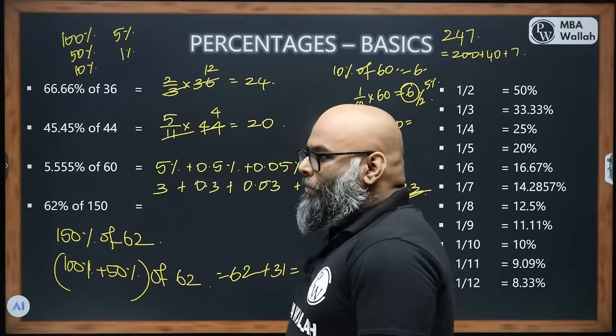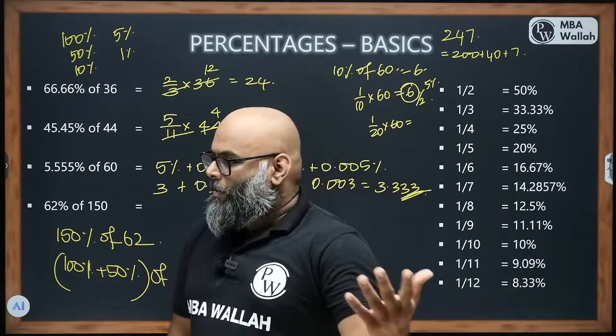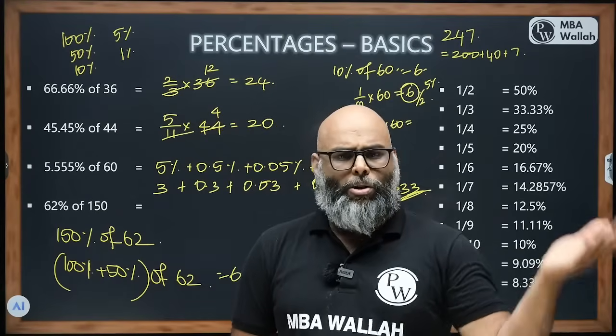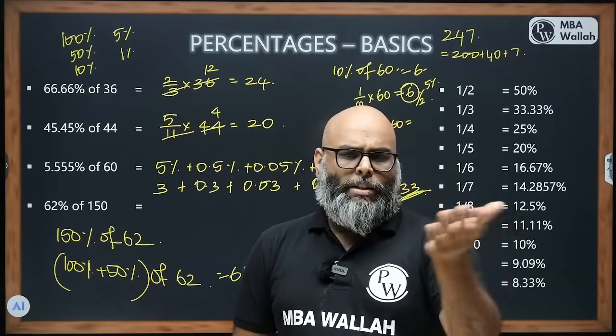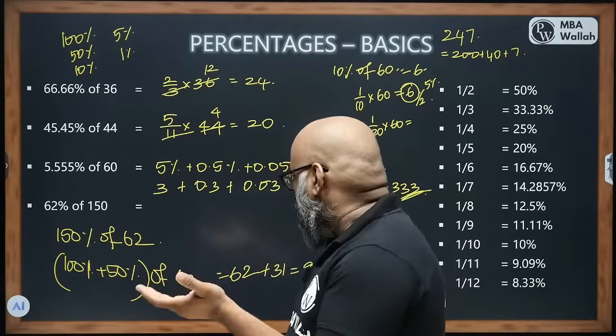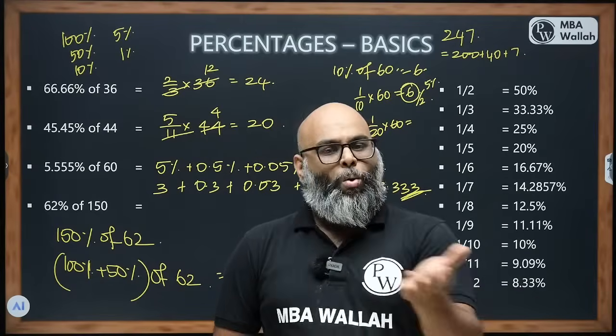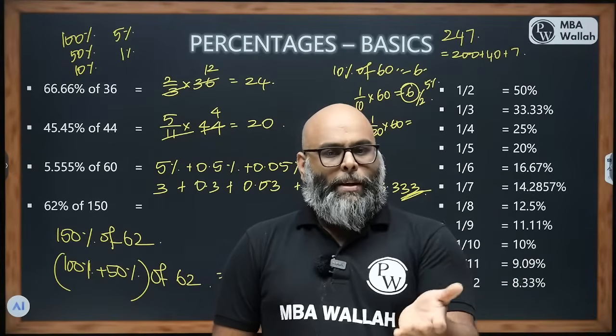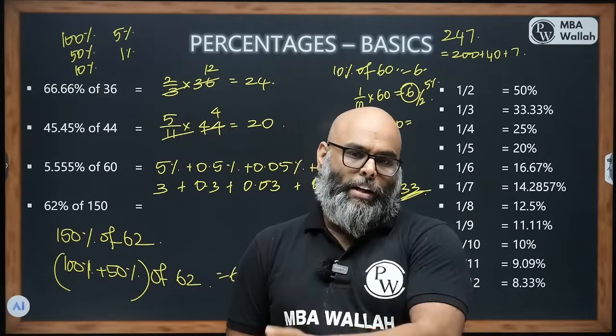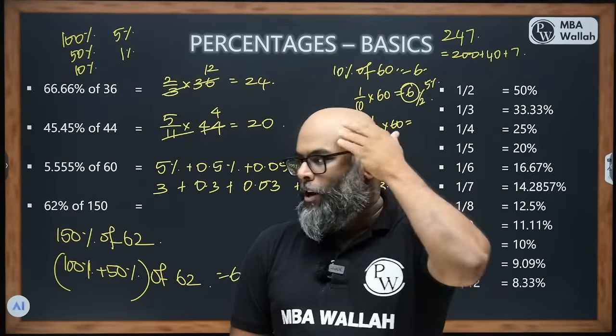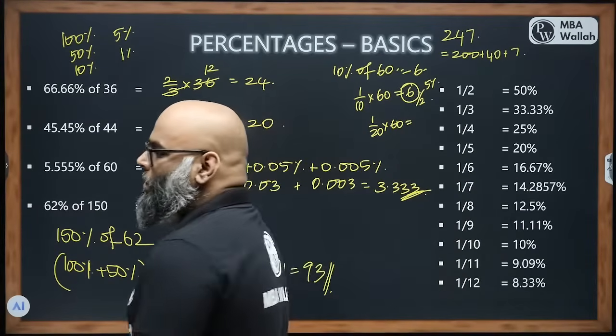If there is 250 percent of 62, then do the exact same way. Yes, exactly. I'll do the same thing. 200% of 62 is 124. 50% is 31. 124 plus 31 is going to be 155 for me. That's all. Nothing fancy here.